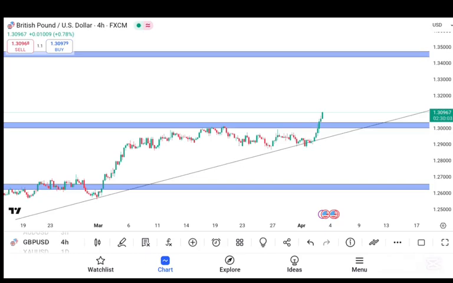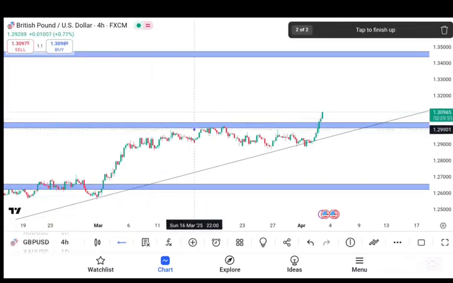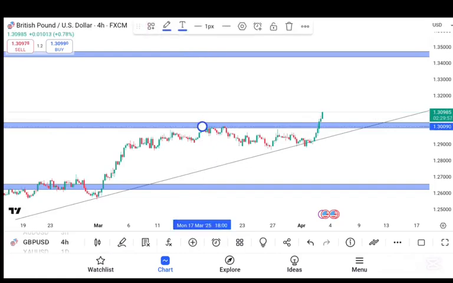this level where price broke out from. We need price to pull back into that region. Price needs to pull back, and I use my Fibonacci tool, which I will drop a video on how to use very soon.